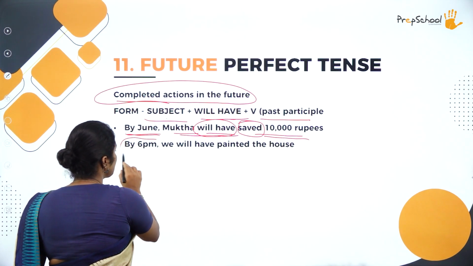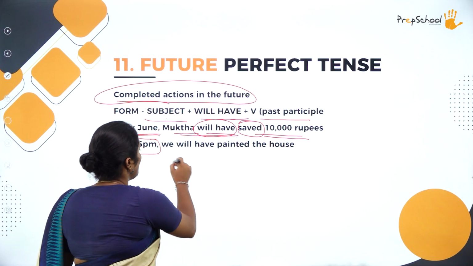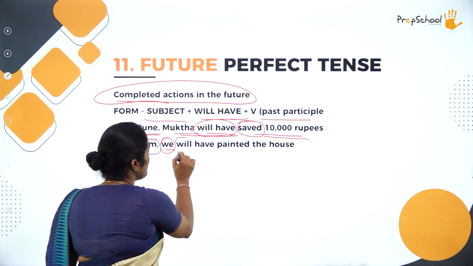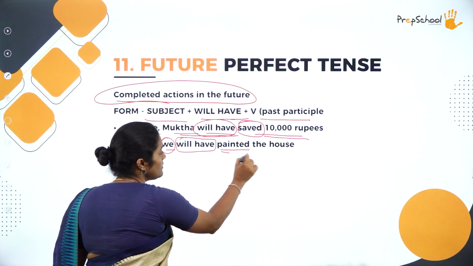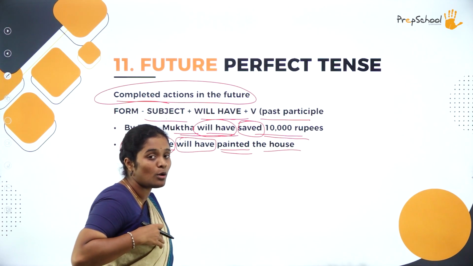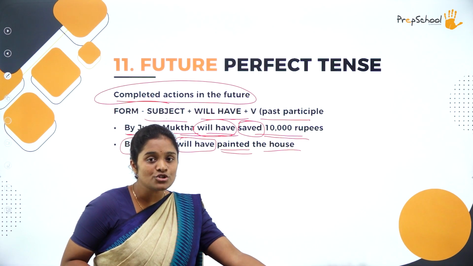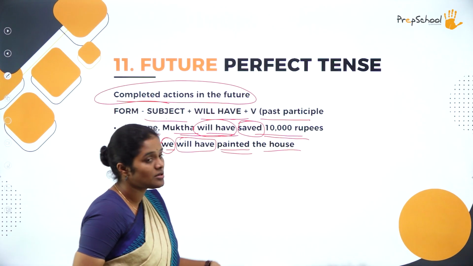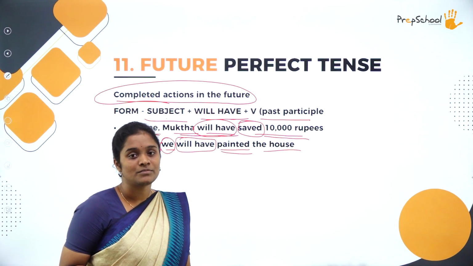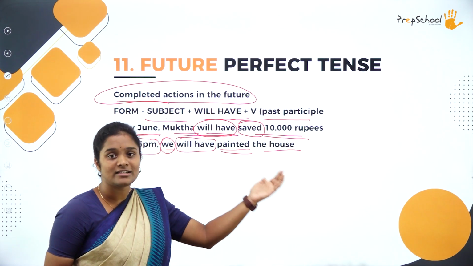And then there is by 6 p.m. in the future, we, subject, will have painted the house. Probably you started in the morning and in the morning you're talking about it. We will have finished painting the house by evening. So that is future perfect tense.